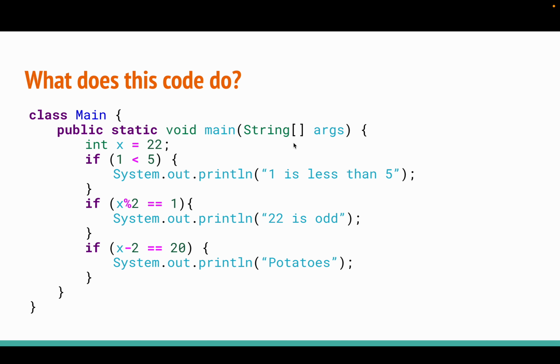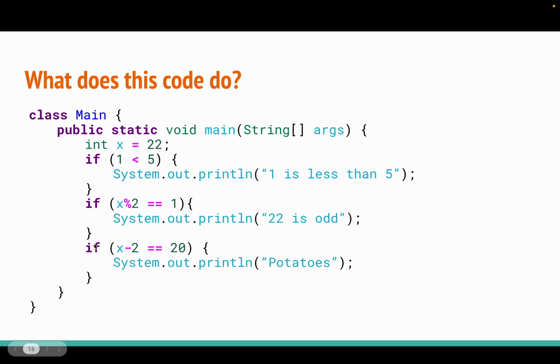All right, so let's look at what this code is doing. First, it's checking if 1 is less than 5, then we're going to print out 1 is less than 5. If x mod 2 is equal to 1, print 22 is odd. So in this case, x is equal to 22, which means it's the same thing as 22 mod 2. So right here, what mod does is it's a type of mathematical operator that is essentially going to find the remainder. So if you find the remainder of 22 divided by 2, that is going to be 0. However, if it were 23, the remainder would be 1. So this would be true, and it would print out this statement right here.